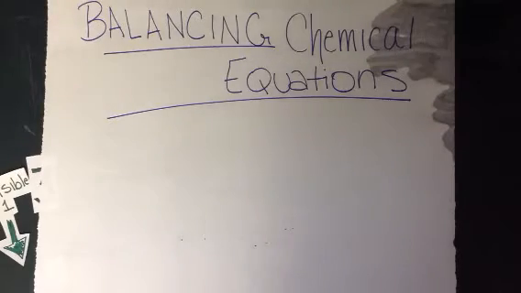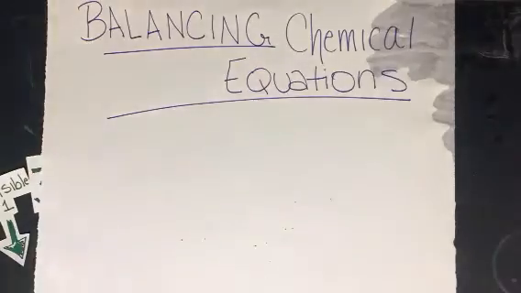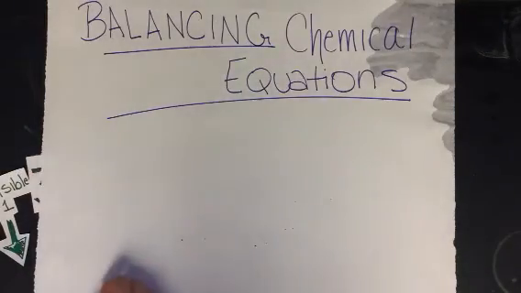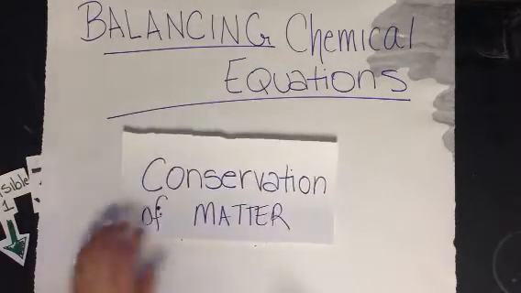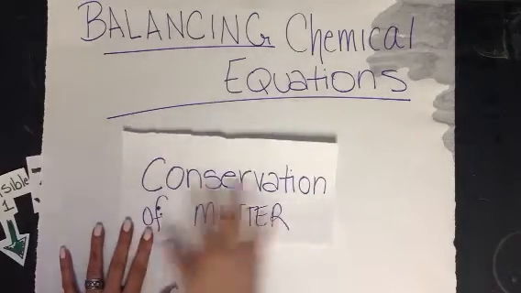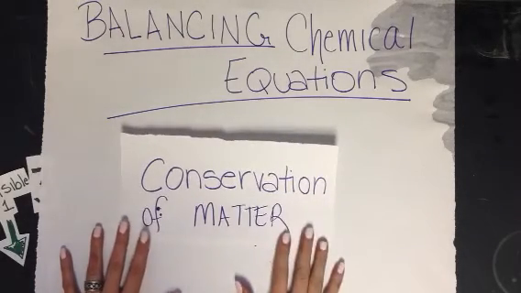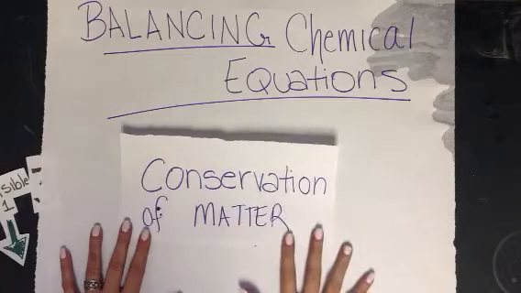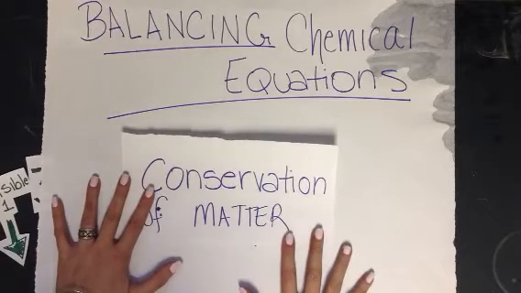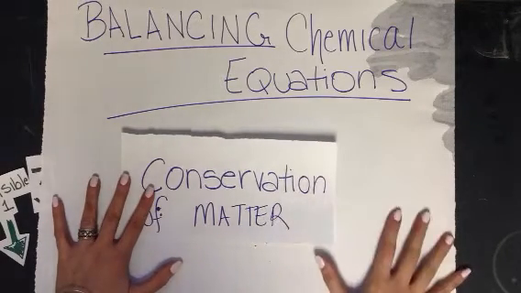This is going to be a flip video about balancing chemical equations. So in order to begin talking about balancing chemical equations, you need to remember the law of conservation of matter. The law of conservation of matter states that matter is neither created nor destroyed, meaning if I start off with a certain number of atoms, I should end up with a certain number of atoms.